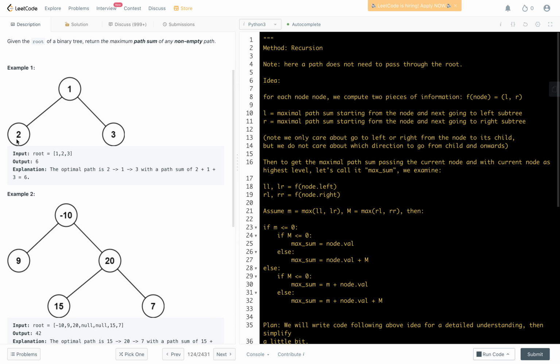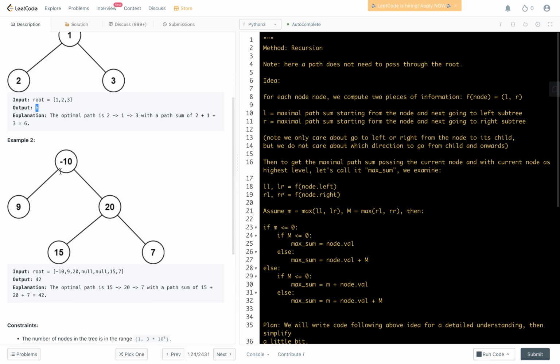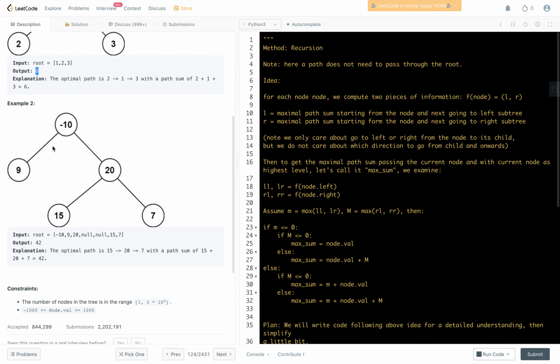The first example is sort of simpler. The reason is that all the node values in this tree are positive. So we want to include as many nodes as possible. So in this case, we can consider the 3 nodes path. So 2, 1, 3. The path sum is 6. So the maximum path sum for this tree is 6.